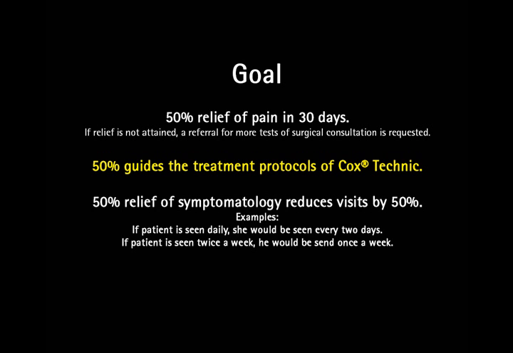50% relief of symptomatology reduces all visits by 50%. For example, if a patient is seen daily, she would be seen every 2 days upon 50% relief of pain. If the patient is seen twice a week, he would then be seen just once a week.